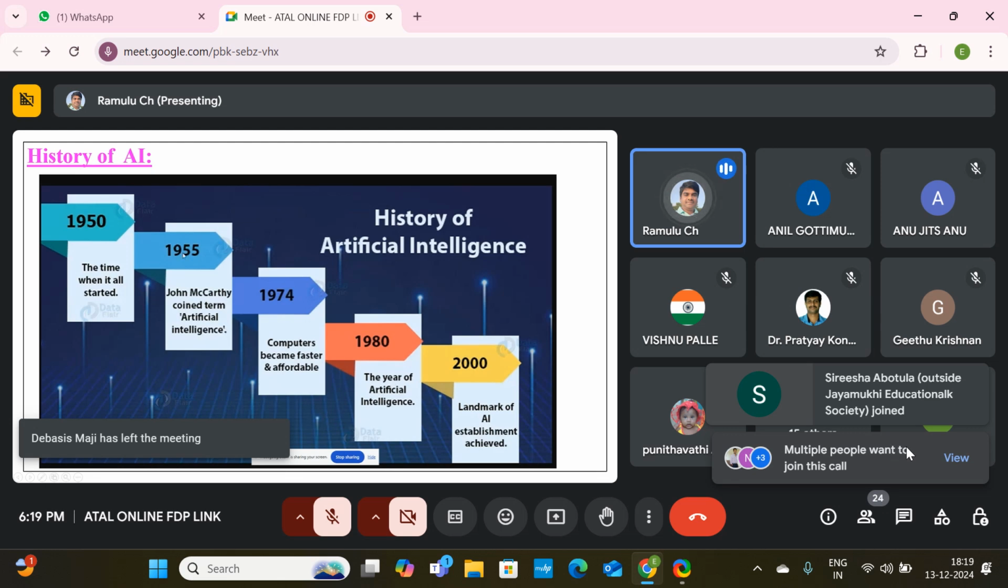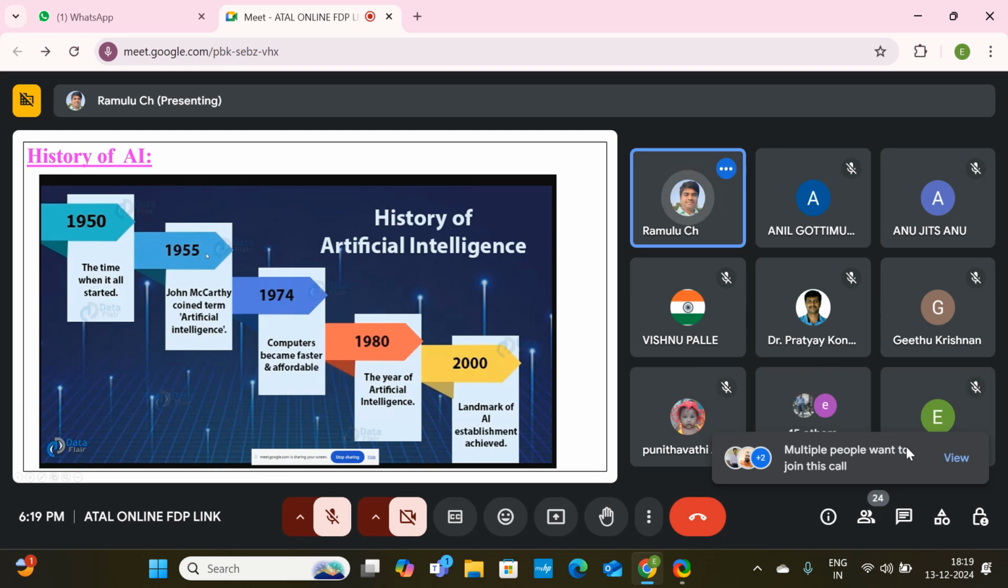From 1955 to 1974, almost 20 years, there was a big growth. The computers became faster and affordable. The usage of the computers, the requirement of the computers, grew very fast. So, in the year 1974.